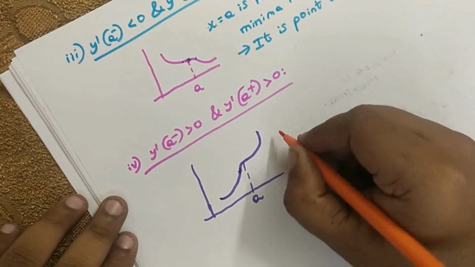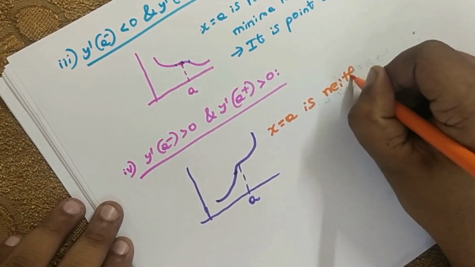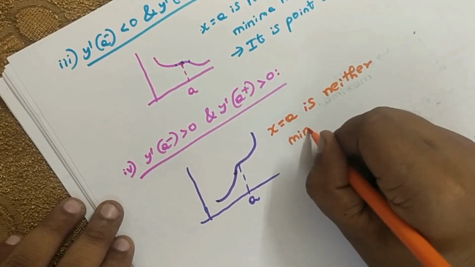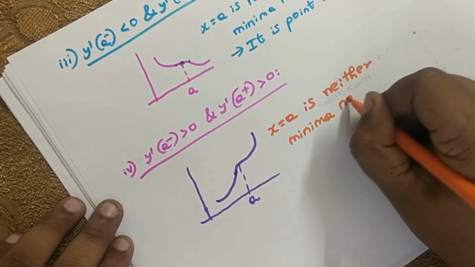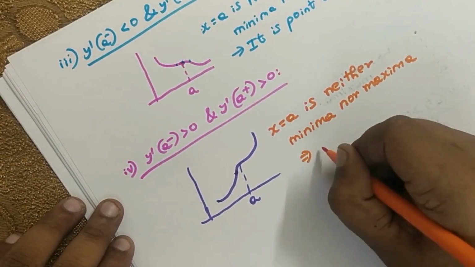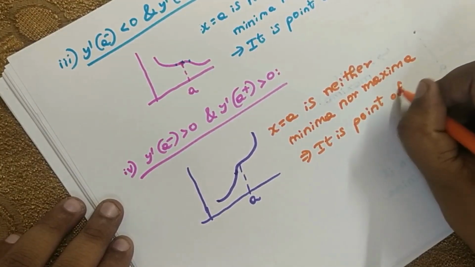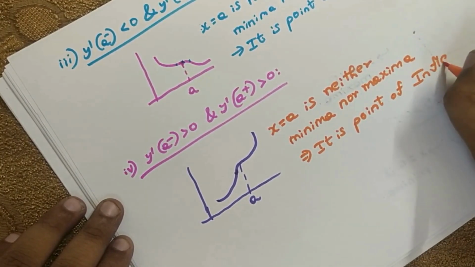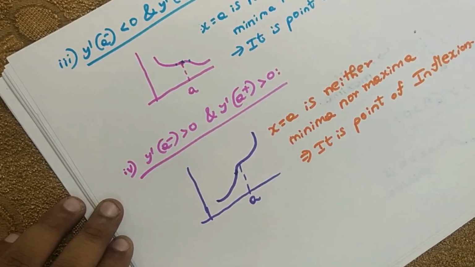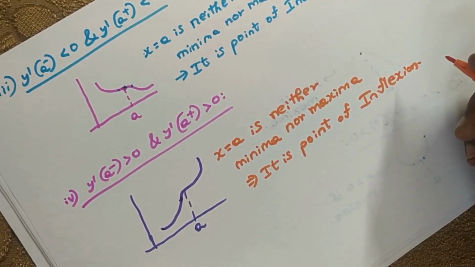Yes, so here also x is equal to a is neither minima nor maxima. It is clearly visible. So again, it is also called the point of inflection. Earlier we saw one definition of point of inflection: if the tangent crosses the curve, that point is called the point of inflection.